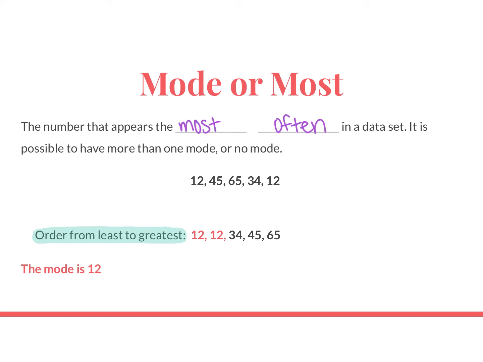Next, we will look to see if there is a number that's repeated in this data set. We want the mode to be the number or numbers that are repeated the most. So I noticed that there are 2 12s in my data set, and all of the other numbers are not repeated. So the mode for this data set would be 12.